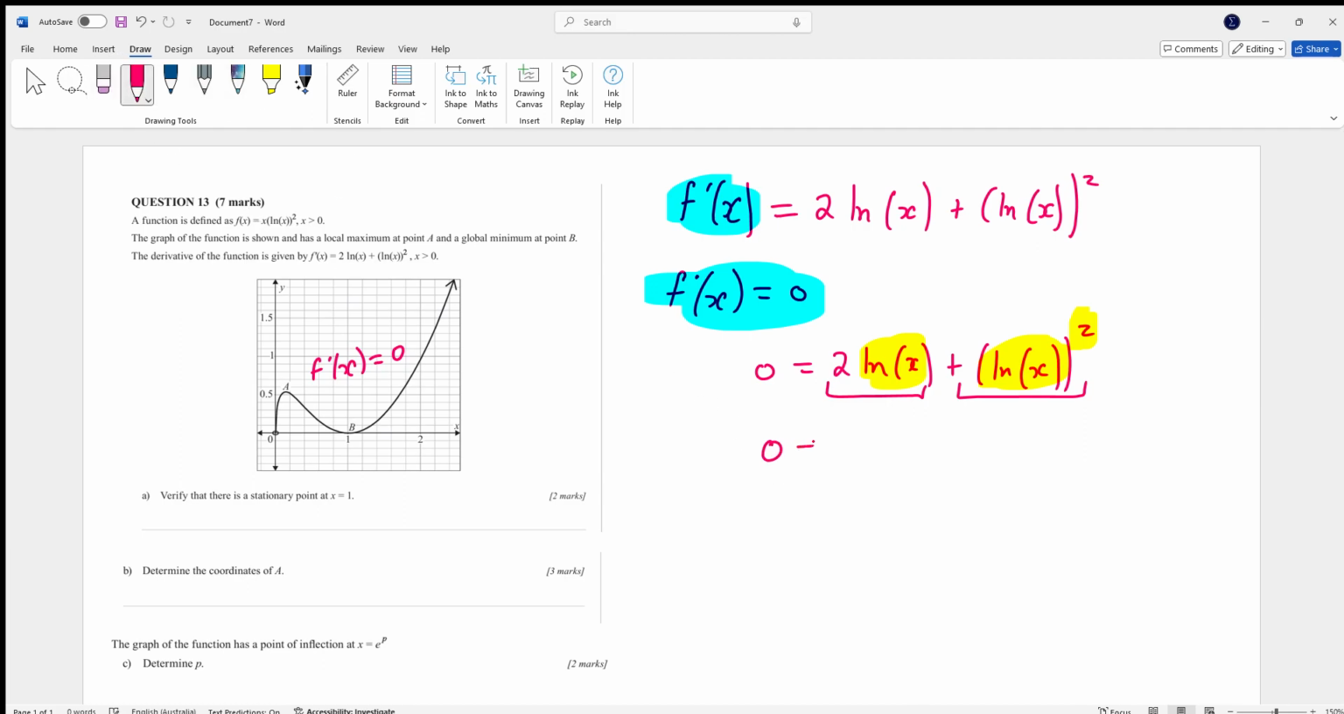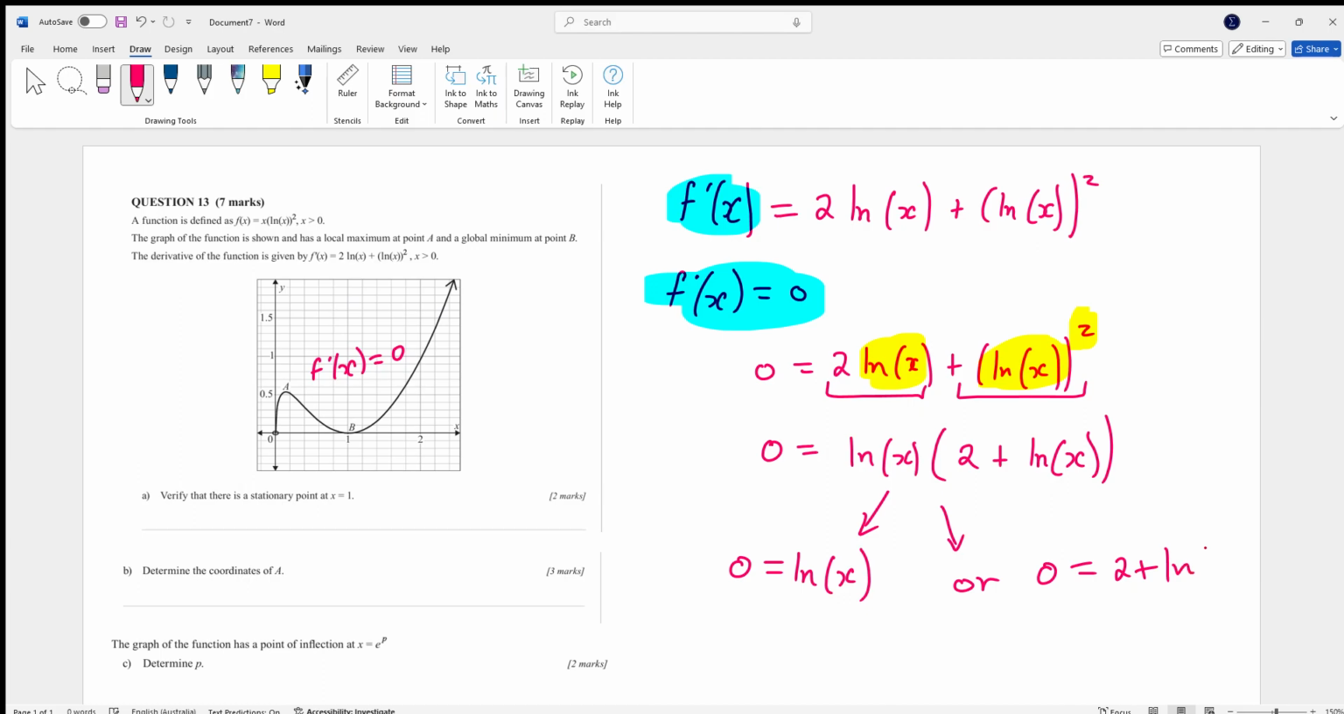So 0 equals, we'll just factor out the ln. So just write ln of x, open bracket, and then here what would be left there is 2 plus another ln of x. Now, because you have 2 things multiplying to give 0, what that means is you can write 2 equations. You can write 0 equals ln of x or you could write 0 equals 2 plus ln of x.